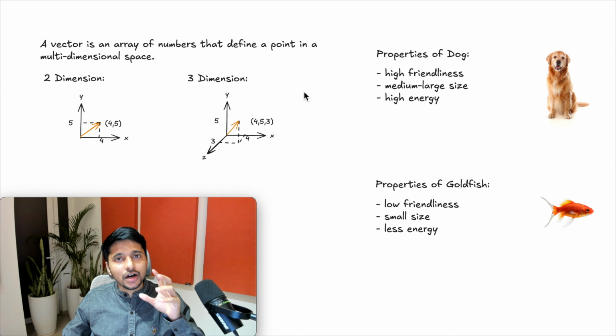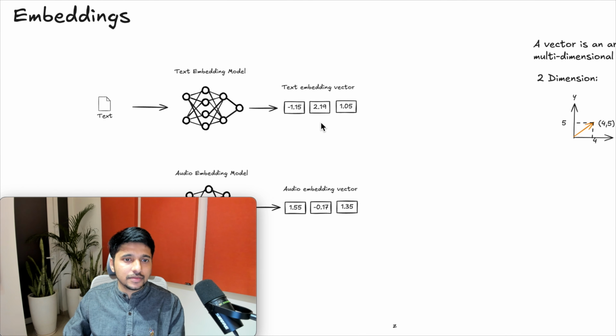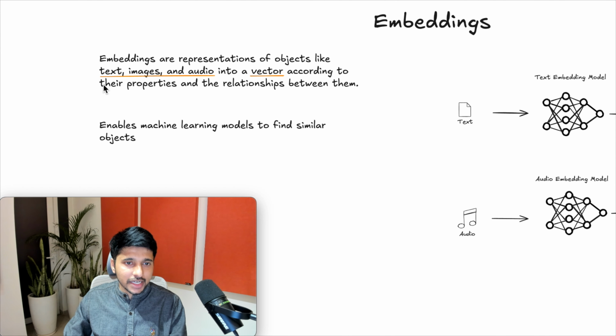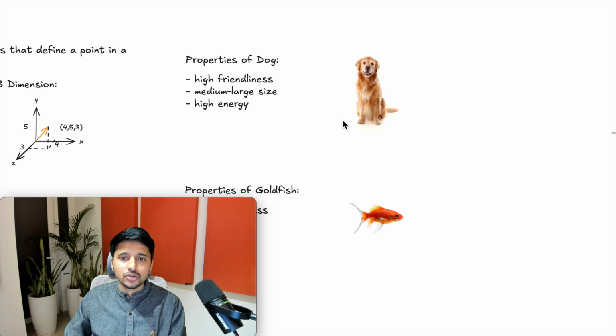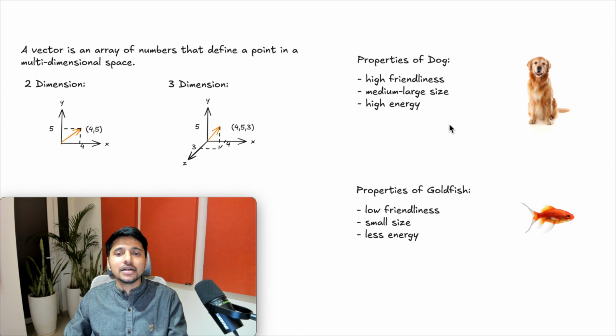And now we will again look into the definition of embeddings with what we have learned so far. So here is the definition once again. Embeddings are the representations of objects like text, images and audio into vectors, which is what we have learned so far, according to their properties and the relationships between them. So we learn about this and this now. For that we will take the example of the dog and the goldfish. So we are going to learn about the properties and the relationships.